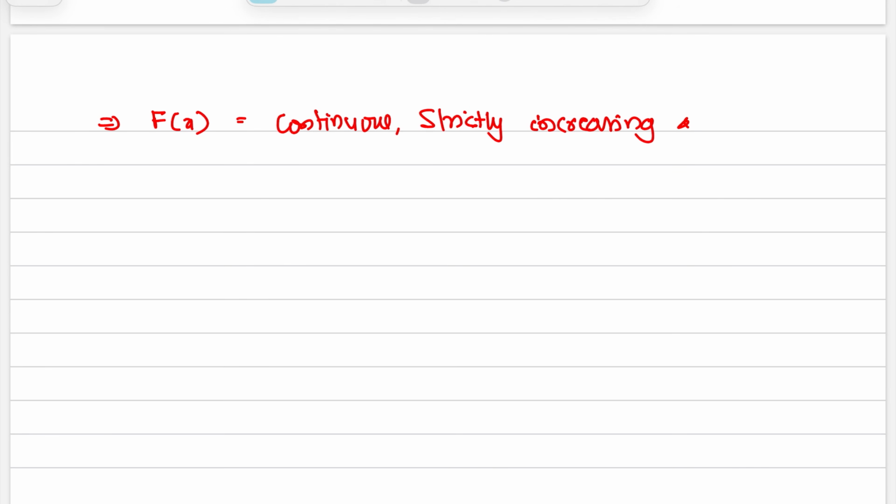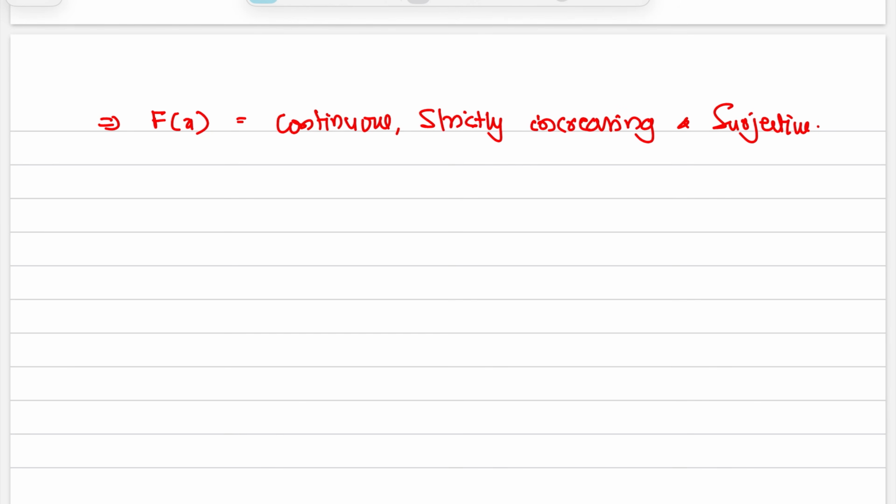This is the most important conclusion. That implies f(x) is continuous, strictly increasing and surjective. These things I have explained in my previous lectures. What is surjective? See it in the functions lecture. Please see them. If you have any doubts, please comment in the comments column.